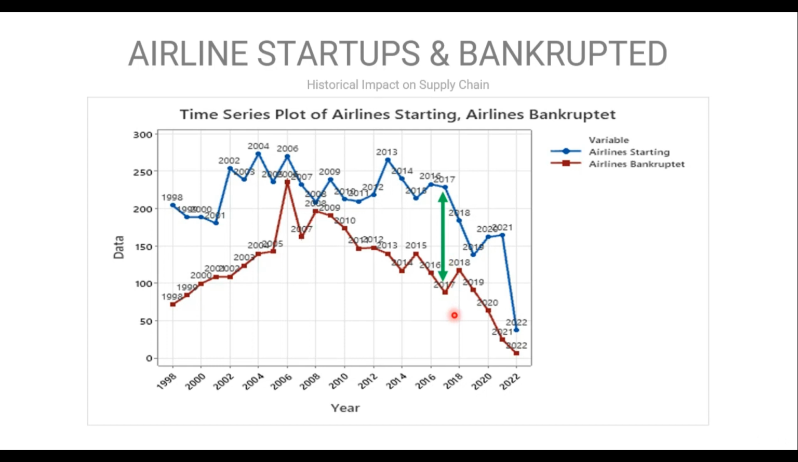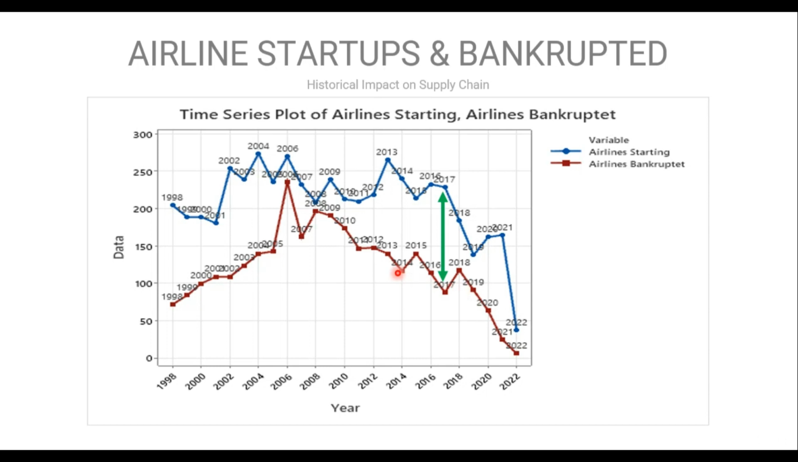So the number of aircraft that were added to the market were a little bit higher than what it should be. Okay, and then this gap started to go down again in 2018. Okay, so let's just try to figure out what happened from the IATA statistics in 2017 and 2018.